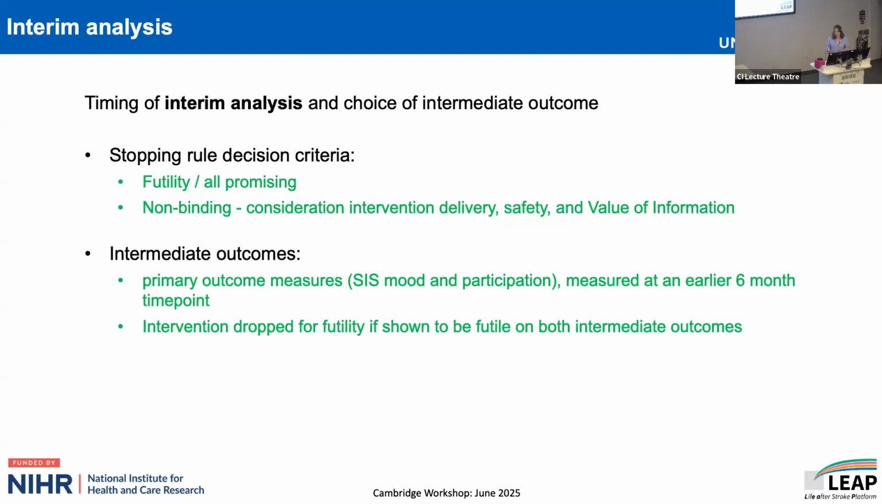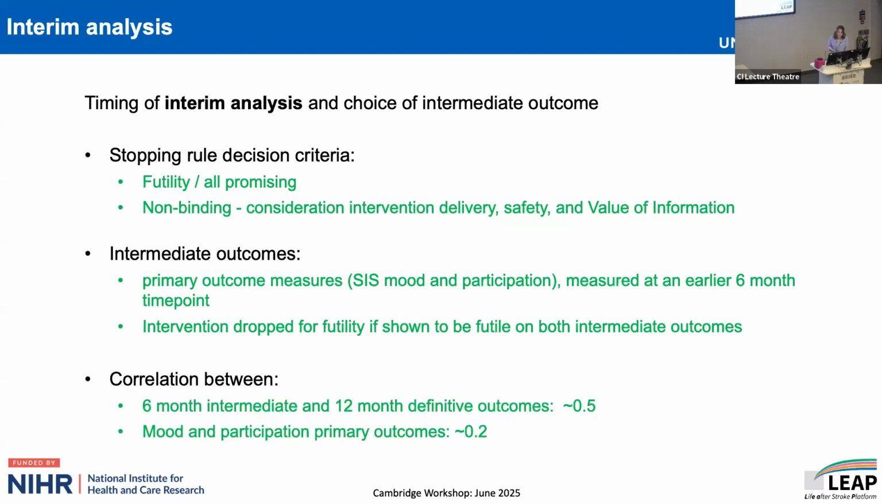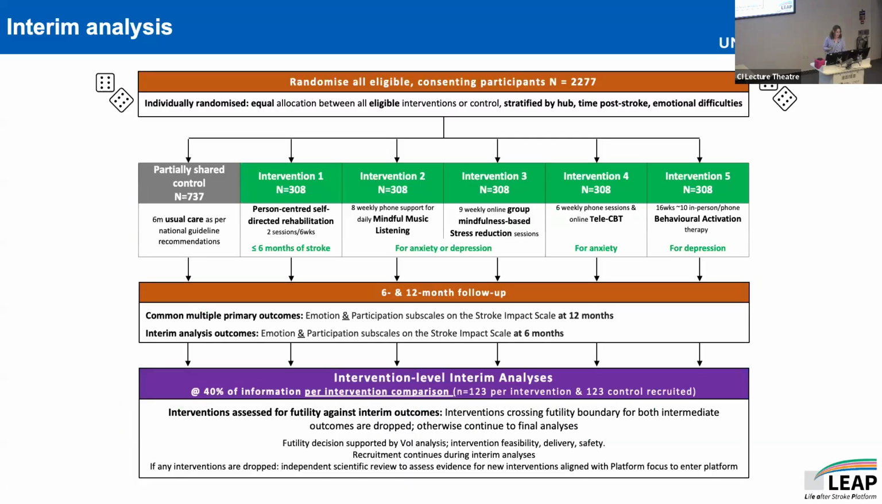Now, we're not working here in the realm of true surrogate outcomes, and so to ensure the timing of interim analysis would not become obsolete, remember we've got a 12-month primary outcome, we selected to use the same 2 primary outcomes but measured at an earlier point in time, and that an intervention would be dropped for futility if it was shown to be futile on both intermediate outcomes. So now we also need to take into account that correlation between that 6-month and the 12-month definitive outcome. And finally, in terms of interim analysis, we also specified that if any interventions were dropped, this would be the opportunity to trigger the potential inclusion of new intervention arms in the platform to replace it.